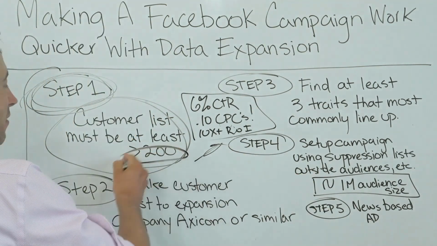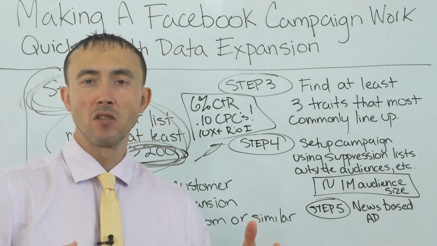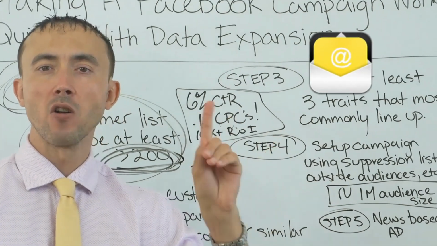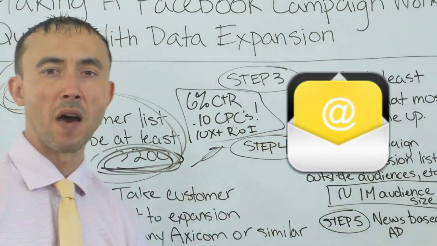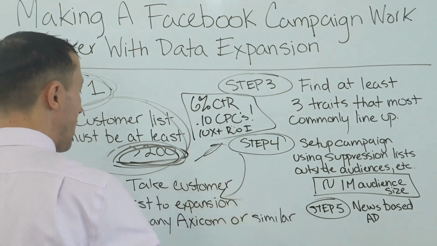That is, you don't have to have that many customers, truly. If you have 200 customers or more already that you've had in your business, then you're already good. But you've got to get the customers and you've got to get either their email or direct phone number, which email is basically better. Then step 2 is take that customer list to a data expansion company.